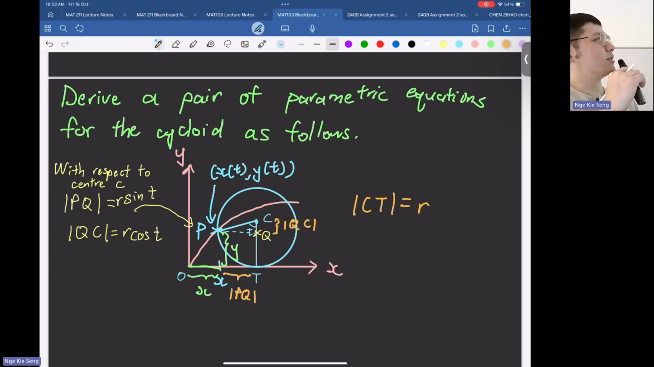Yeah, OT. I don't like OT. You like CT? What is OT? How to figure out OT? What's this length here? Can you imagine?